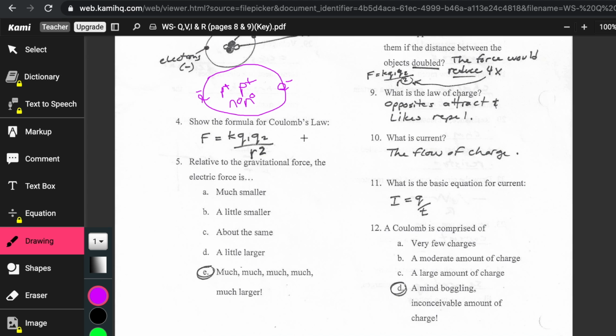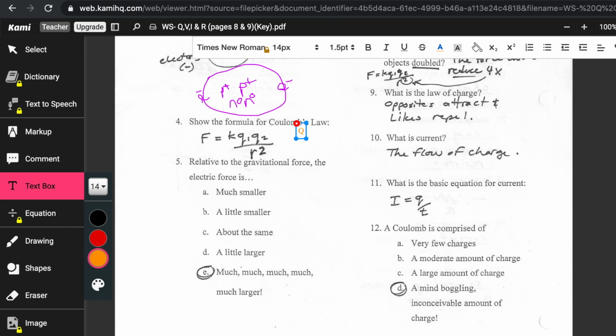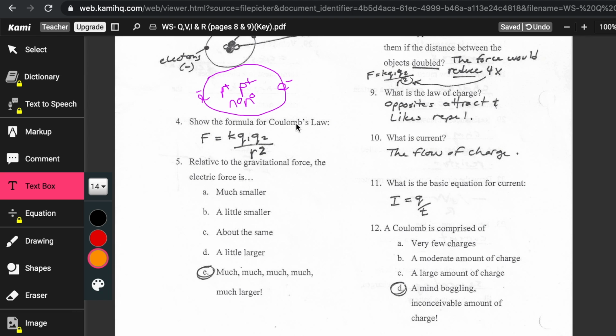Show the formula for Coulomb's law. Force equals K times Q1 times Q2 divided by R squared. Keep in mind that Q1, it's Q, the 1 is a subscript. It's just an identifier. It's the first charge. Q2 is the second charge. Those aren't actually numbers that go in the equation, but the 2 is the second charge. So just keep that in mind. I think most of you figured that out by now, but just from reading stuff, some of you have not.